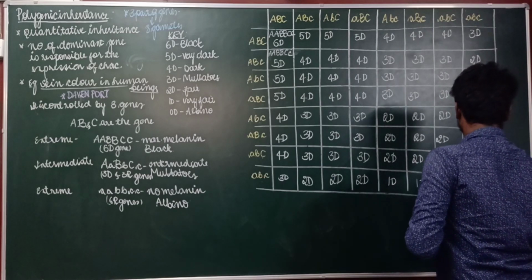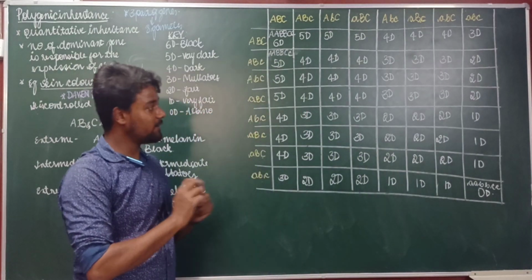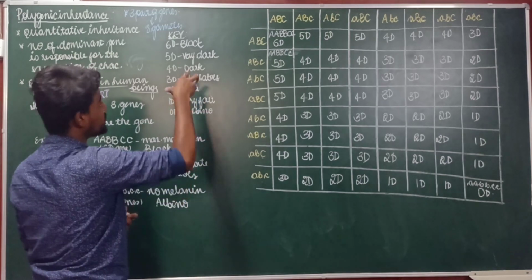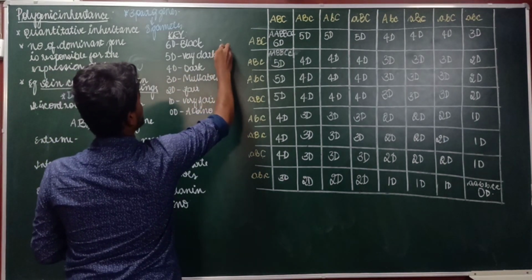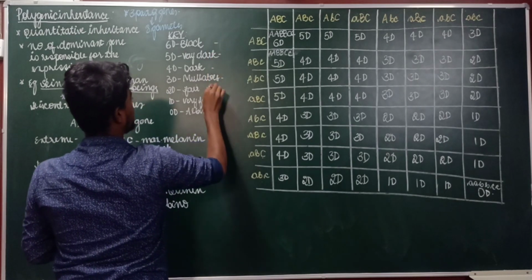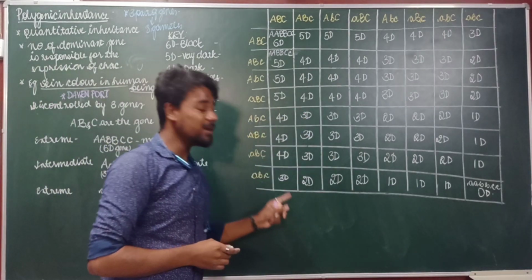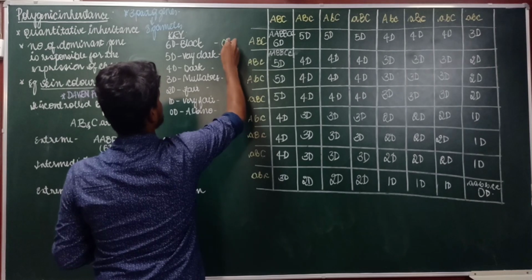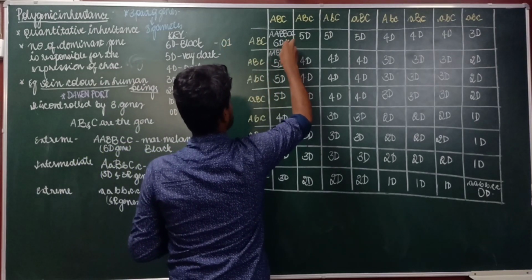Yes, now we have completely filled this character, and we have to consider the ratio. So let me write the ratio in a different color. Yes, I put the ratios here. Yes, we'll consider 6 dominant genes. In the blocks, how many 6 dominant genes are there? There is only 1. So I am writing it like 0, 1. Yes, I'll put a star mark.